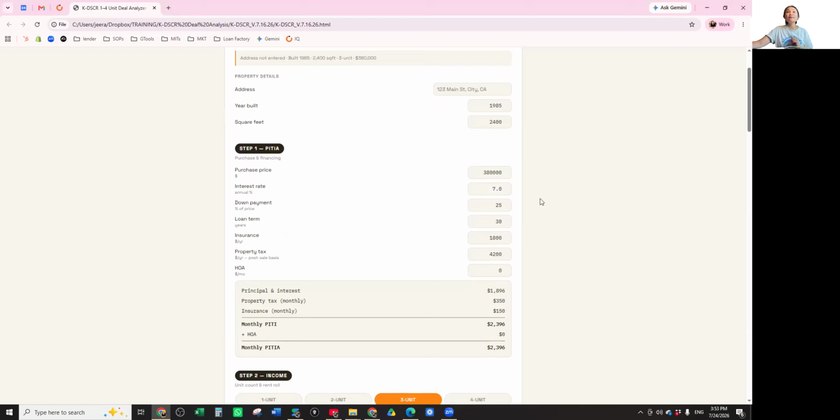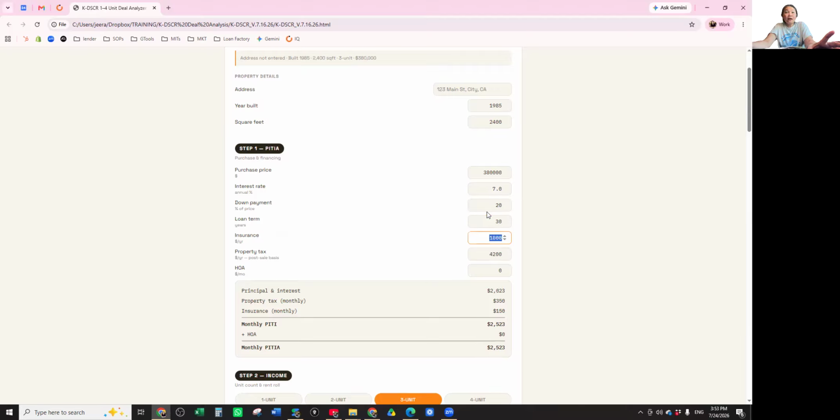Okay, I'll move on to the down payment. If you have good credit, over 700, you can put down 20%. The minimum down payment for DSCR is 20%. Long term, I leave it at 30%.